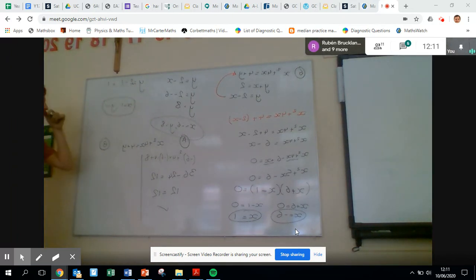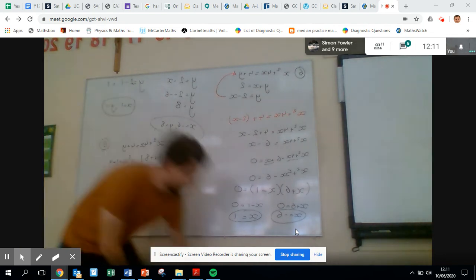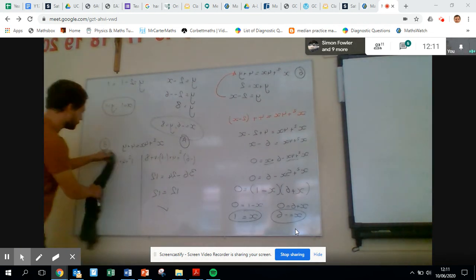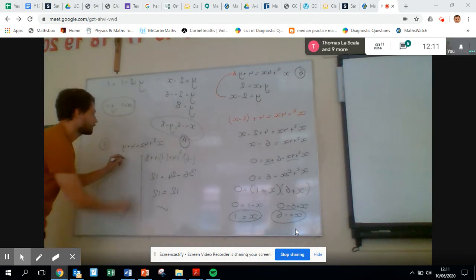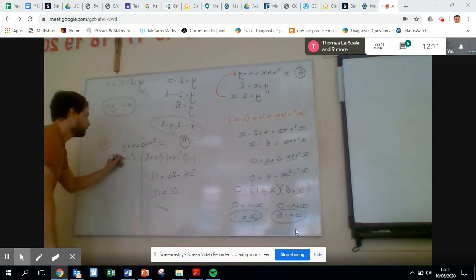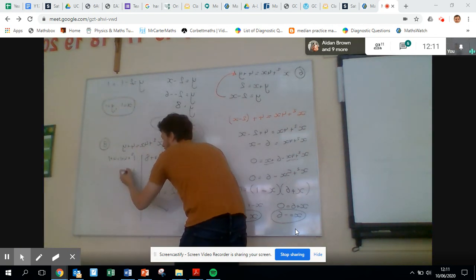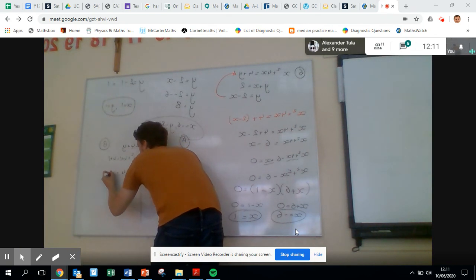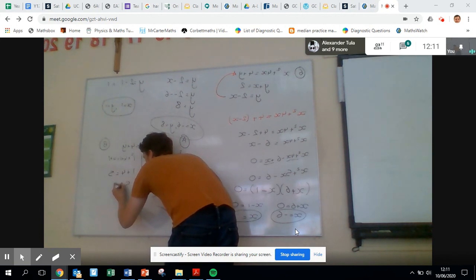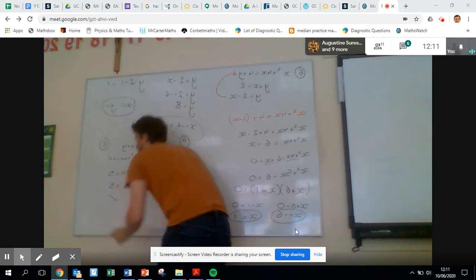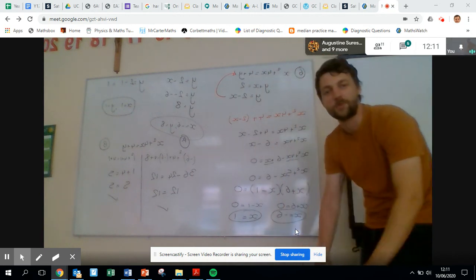So x is 1 and y is 1. So we have 1 squared plus 4 times 1 equals 4 plus 1. Sorry, that should be an equals, not a plus. x and y both 1. 1 squared is 1. 4 times 1 is 4. 4 plus 1 is 5. 1 plus 4 is 5. 5 equals 5. It does. Solution sets A and B both work.